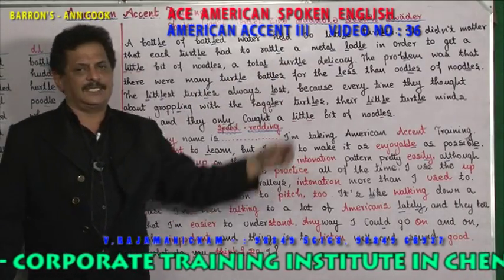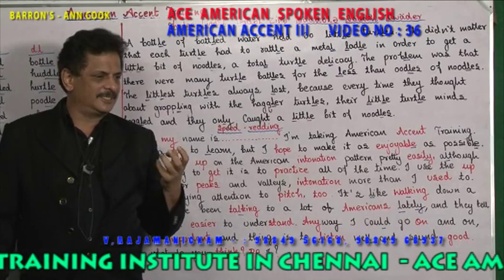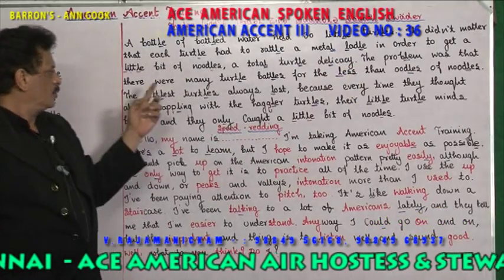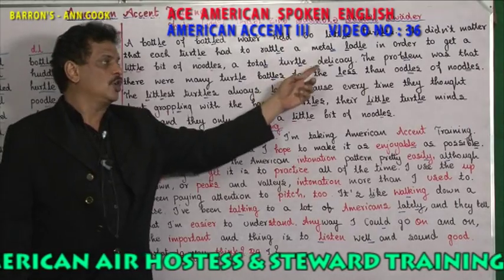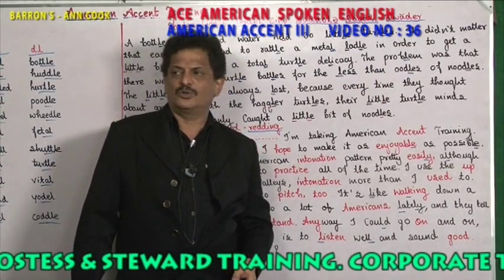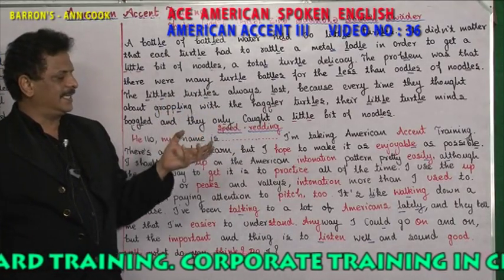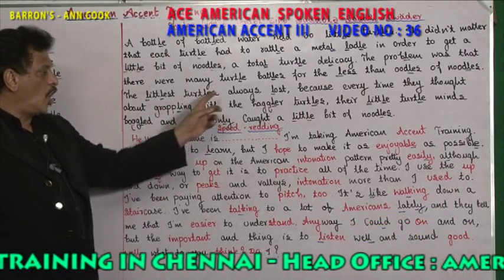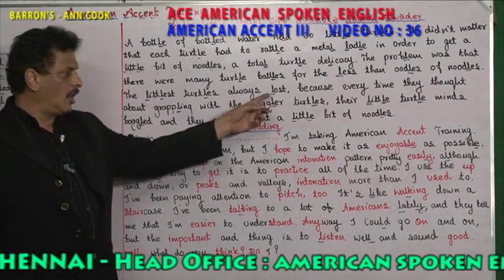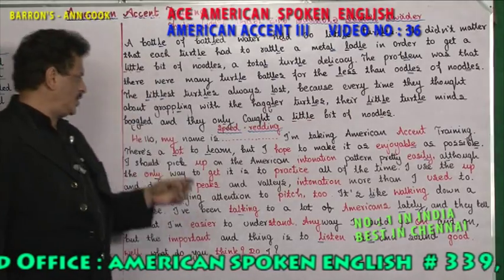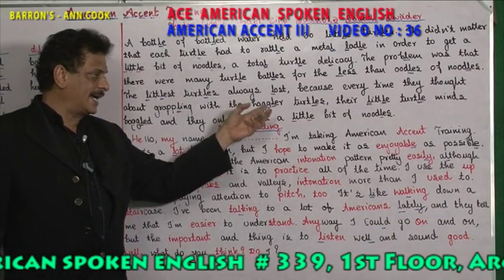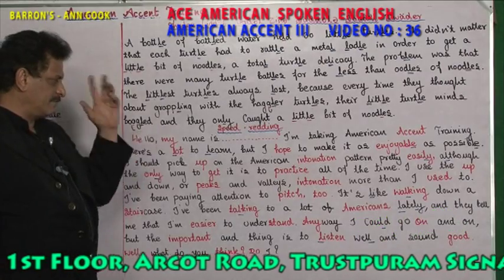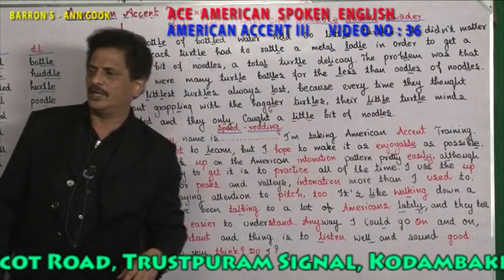A total turtle delicacy. What do you mean by delicacy? Turtles love to eat noodles, that is their favorite. The problem was that there were many turtle battles for oodles of noodles. Oodles means a lot of noodles. The littlest turtles, small turtles, always lost, because every time they thought about grappling with the haggler turtles, which fight, their little turtle minds boggled, confused, and they only caught a little bit of noodles.